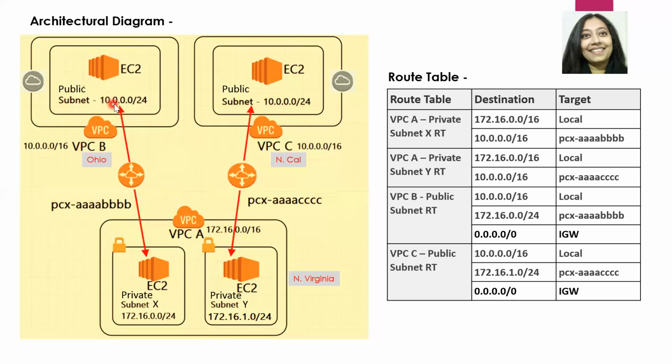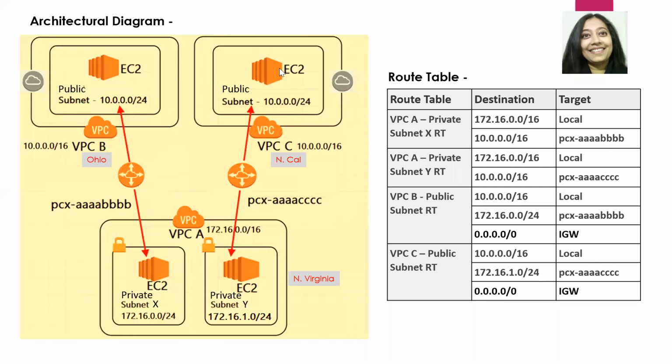is 10.0.0.0/24. The reason I said this is a public subnet is because I do have an internet gateway connected to my VPC B. Similarly, over here in VPC C, I have one public subnet right there.